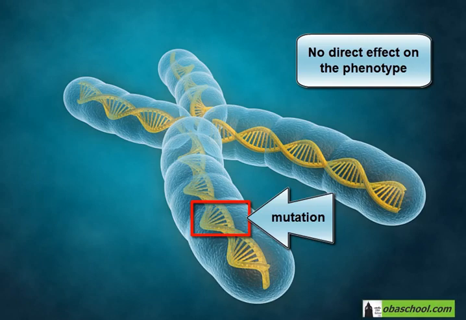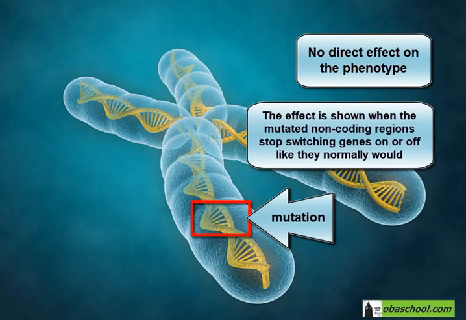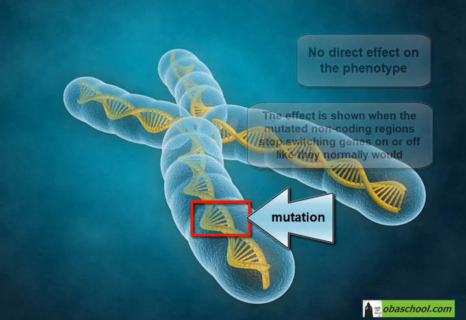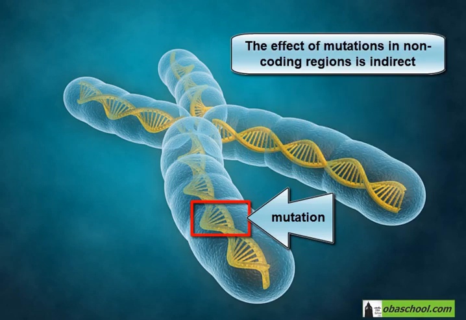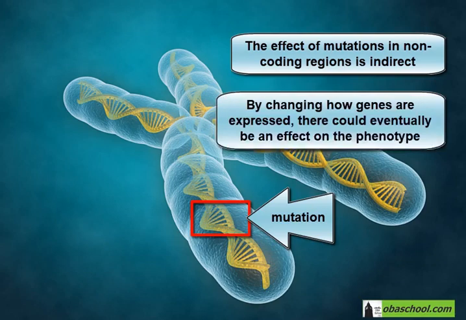Variants in the non-coding DNA can affect genes that they switch on or off. So the effect of mutations is a lot more indirect on the final phenotype. By changing the genes that are expressed, changes in the non-coding DNA can eventually have a big effect on the phenotype of the organism. However, this is an indirect effect as compared to being a direct effect when mutations happen in coding regions of the DNA or in genes.